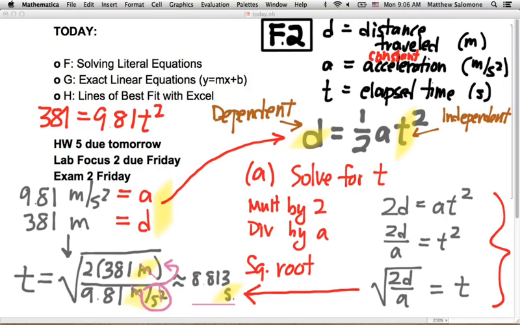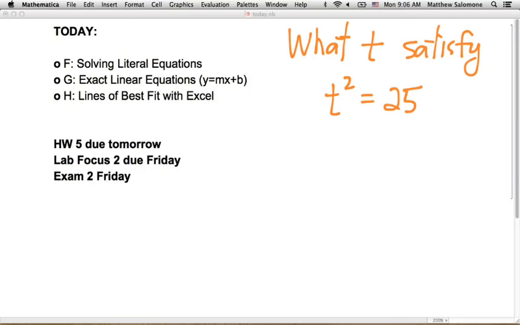So let me rephrase this problem a little bit. Here's a question totally free of any scientific context at all. I just want to know what values of t satisfy the equation t squared equals 25. If we were doing what we did before, we would just take the square root of both sides. And then on the right-hand side, the square root of 25, if you ask a calculator, pops out to be 5. On the left-hand side, the square root of t squared.